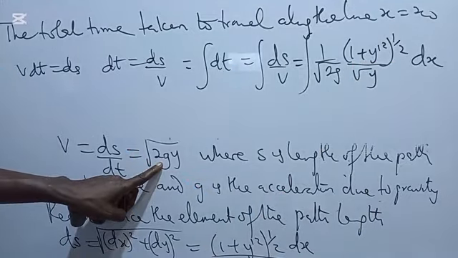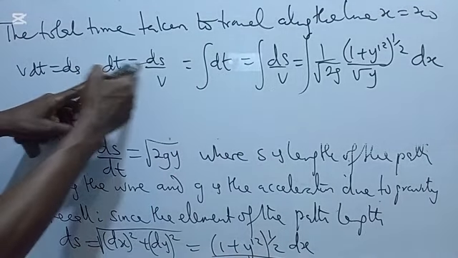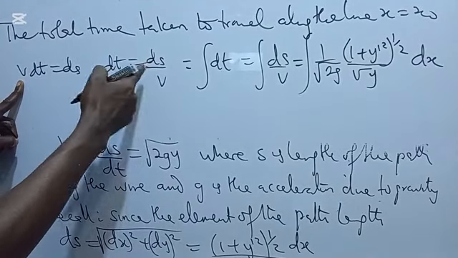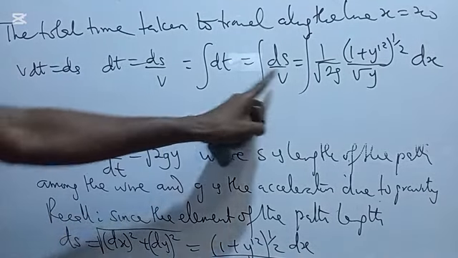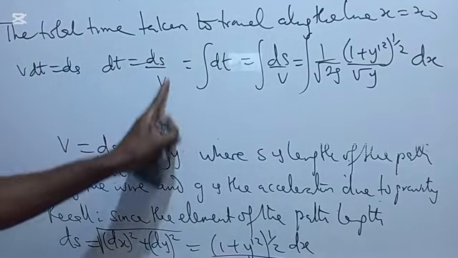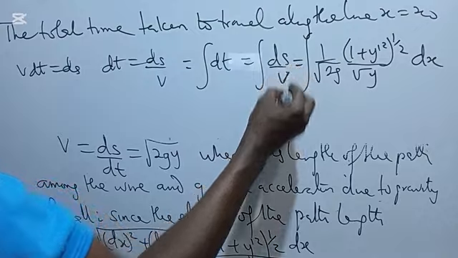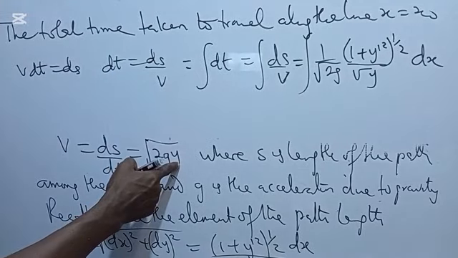If you check, we said ds over v. We get dt is equal to ds over v. So if you make dt the subject, solving the formula from here, you get this. Now integrating the two sides, the integral of dt equals the integral of the whole of this. And that means we already know what v stands for. V is equal to root 2gy.